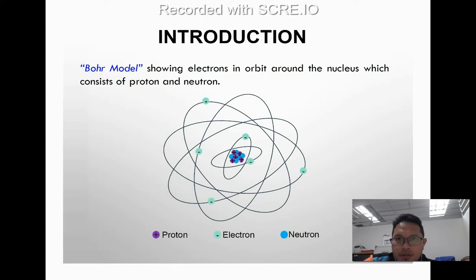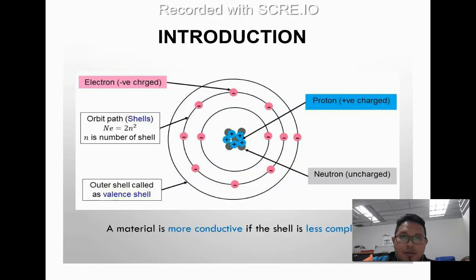As an introduction, we go to the Bohr model. The Bohr model is like our planetary system, where we have protons and neutrons in the core, and electrons orbiting around the nucleus, just like our Earth being orbited by the moon. First, we have to know what electrons, protons and neutrons are.